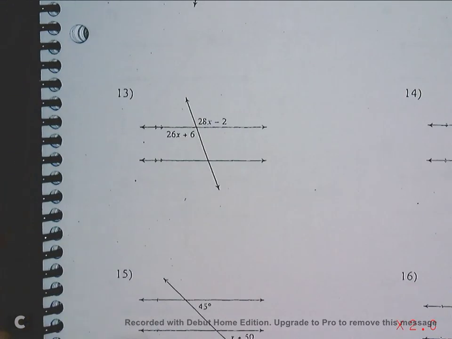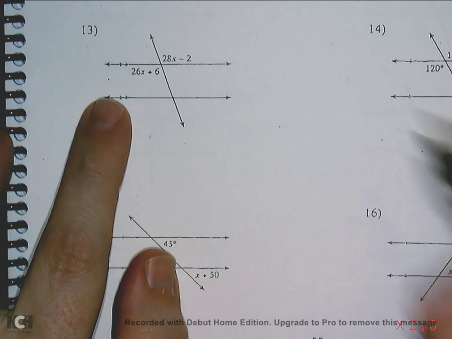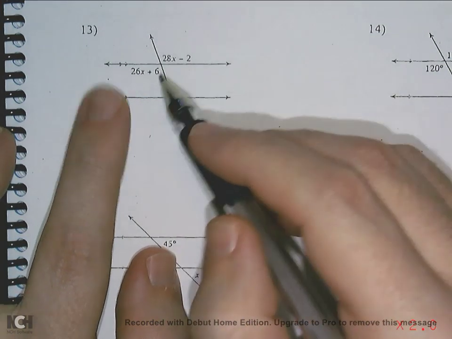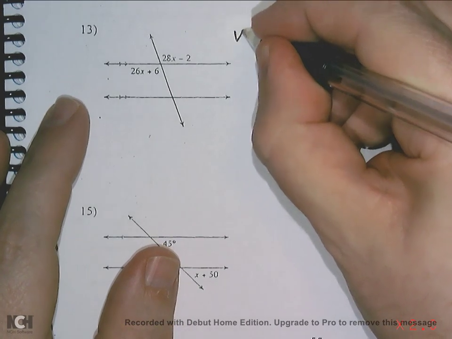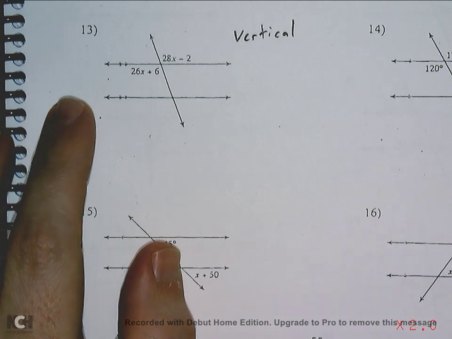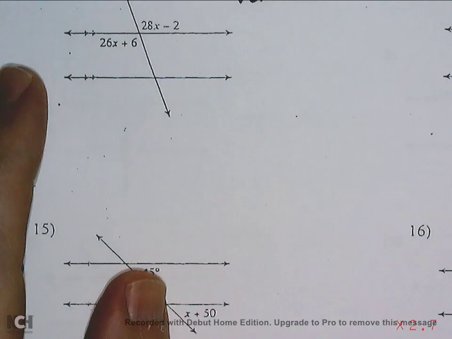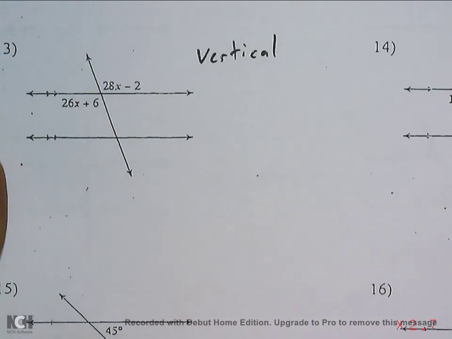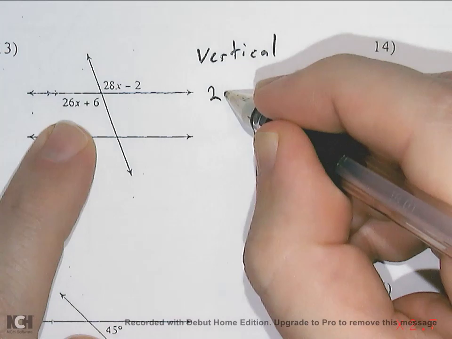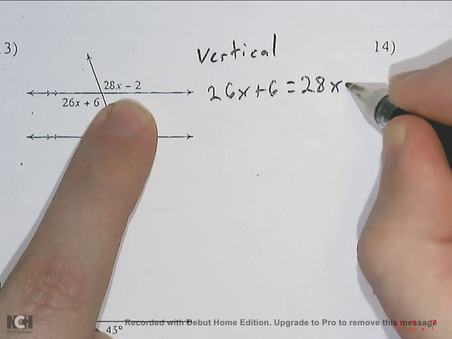Okay, let's look at something a little trickier. Let's look at this one right here, number 13. First of all, my relationship here is they're opposite each other at an intersection. That means they are vertical. Vertical angles are equal to each other. So that means that, and let me zoom in here a little bit so you can get a better look at what I'm doing, 26x plus 6 has to equal 28x minus 2.